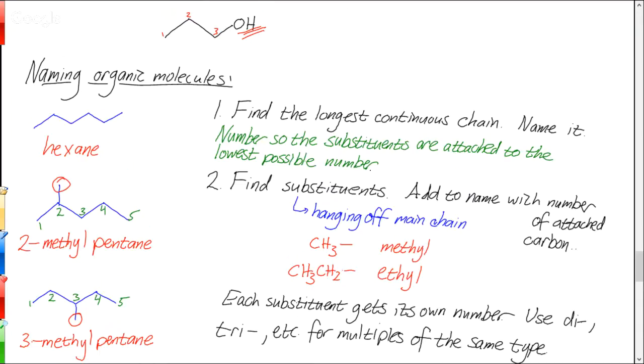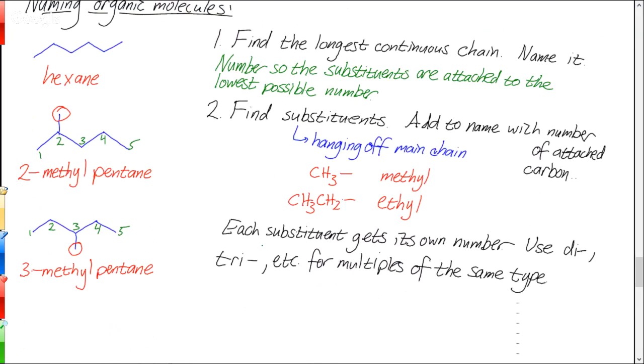Now, sometimes this is obvious, like you know you're going to start here because that's where all the substituents are. Sometimes it's not. And if it's not, the right thing to do is just name it all the different possible ways you can number it. It's usually 2 ways, like left to right or right to left. And then you'll be able to see which one has the lowest numbers.